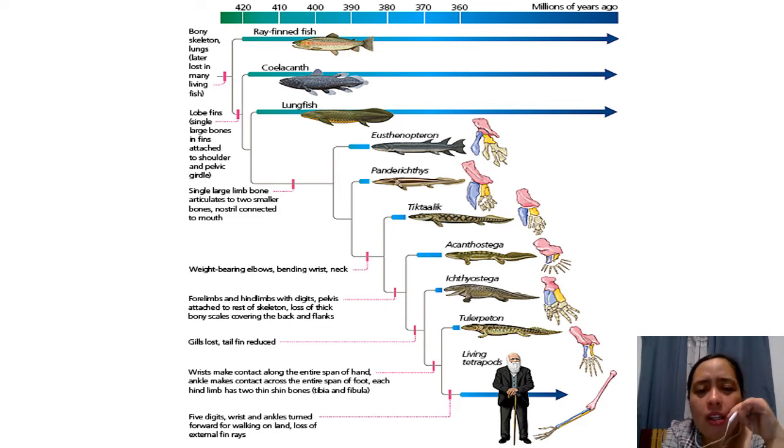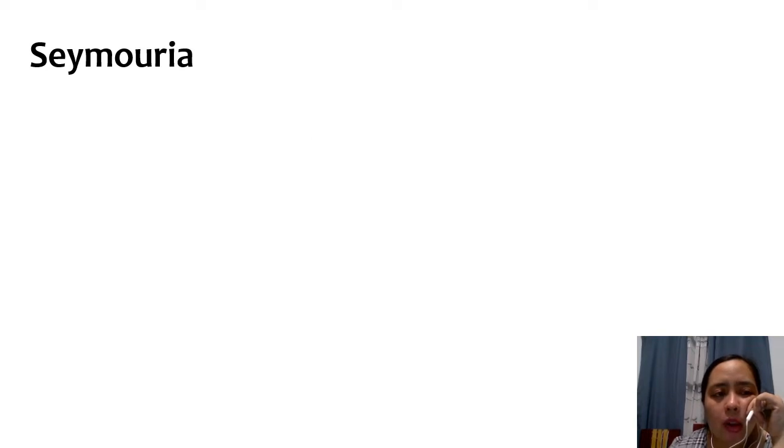So, as you can see in here, you have your Eusthenopteron, and then, ay, hindi ko naman ibalik. Eusthenopteron, and then there's Darwin. So, tingnan nyo na lang siya. Another transition organism is the Seymouria.